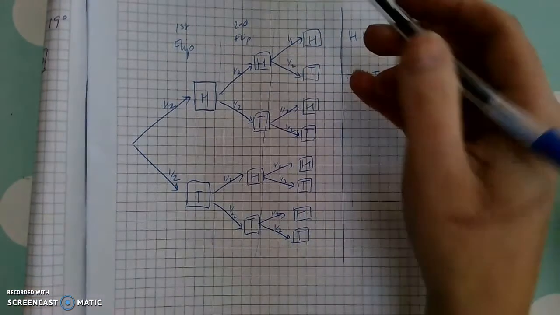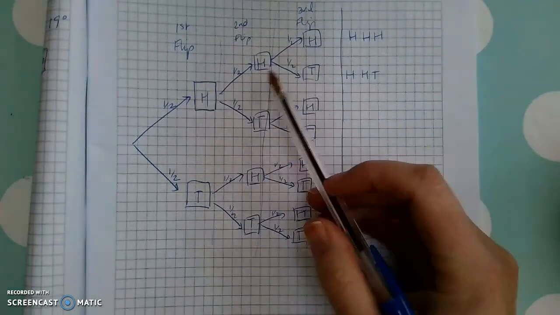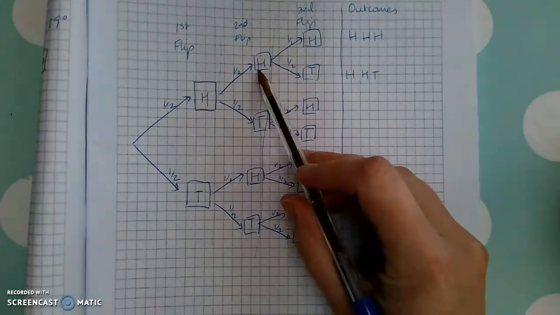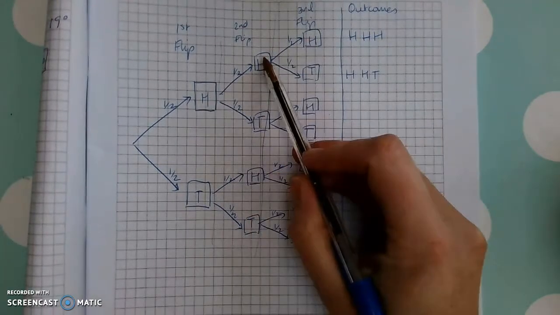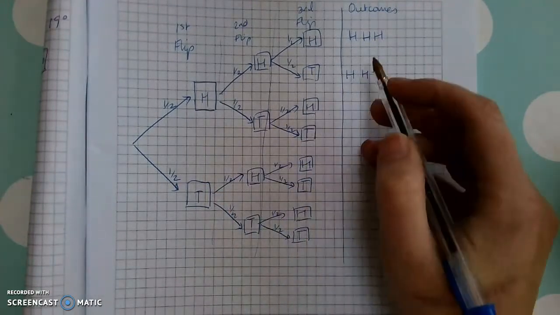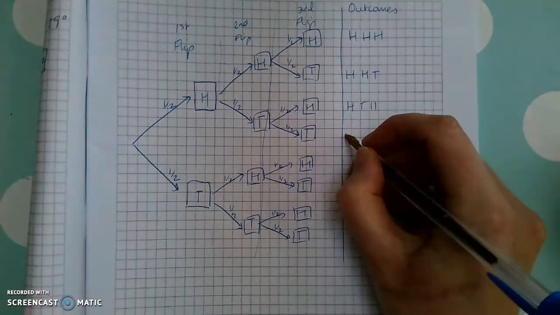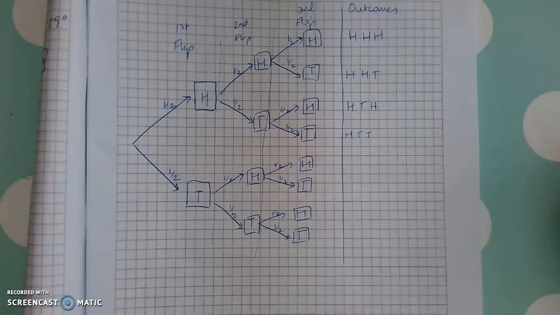Okay, so I filled out all the probabilities. Then we list all the possible outcomes. We could get head, head, head; head, head, tail; head, tail, head; or head, tail, tail. I'm going to pause the video and fill them all in now. By the way, every time you hear me pausing the video, you should pause the video as well.